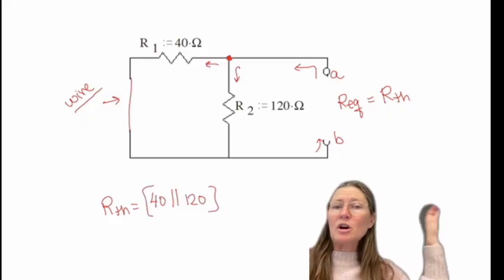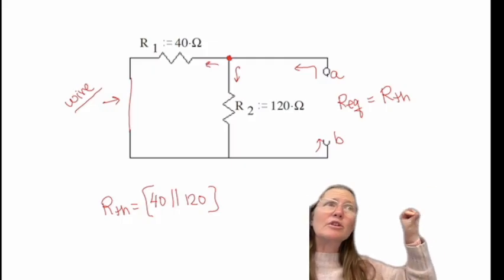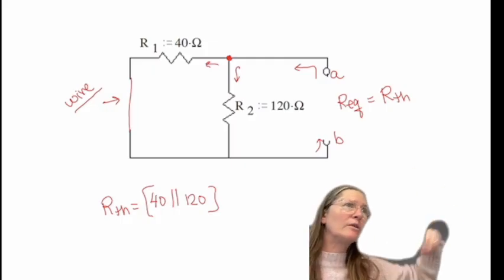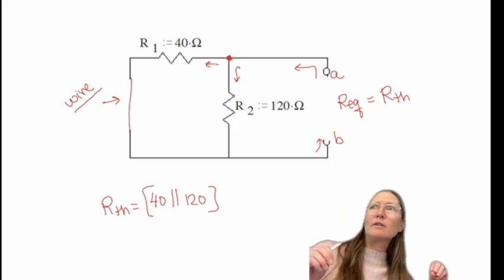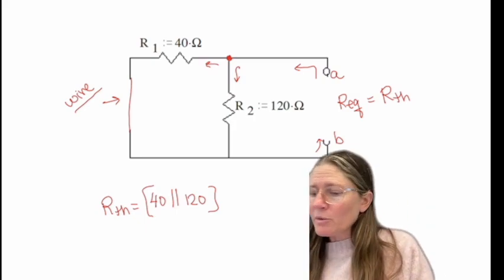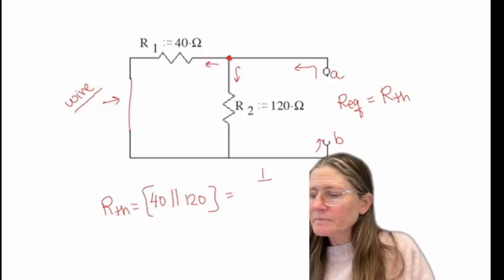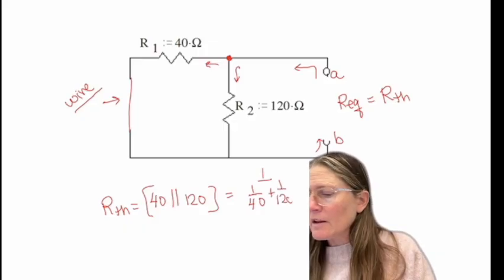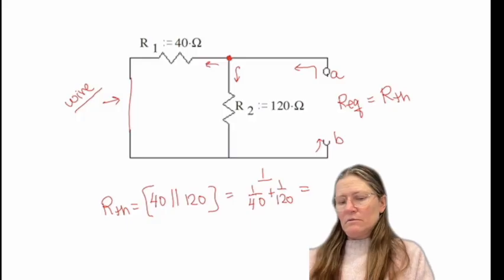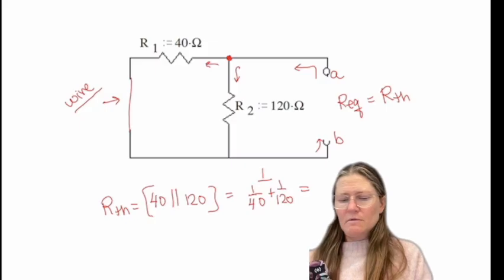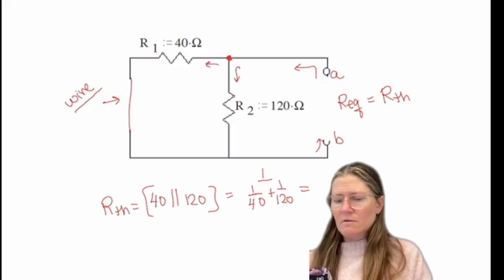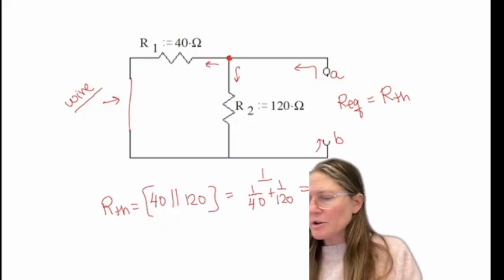Sometimes there might be more complicated circuitry to get to where they join again, and you'll have to take the full pathways in each of those paths. So 40 in parallel with 120, and that ends up being 30 ohms.